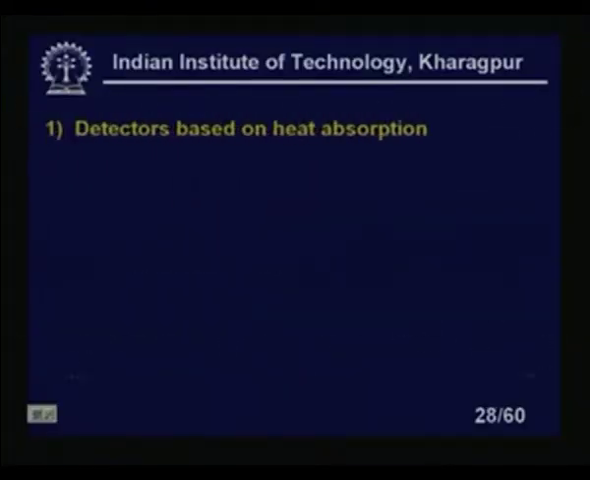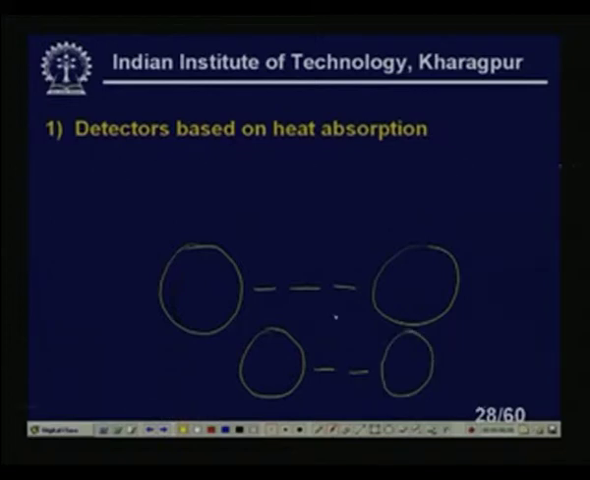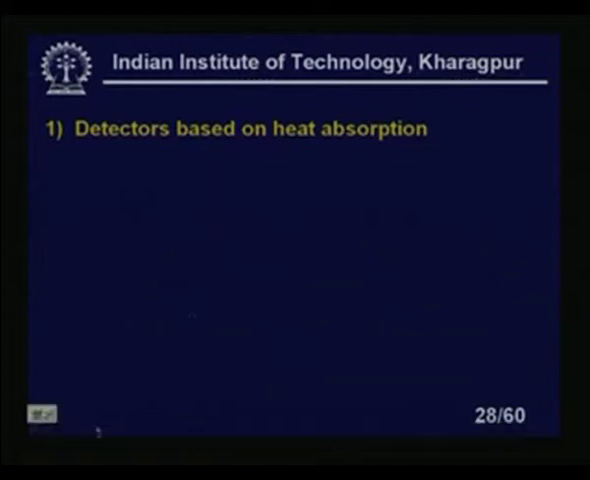Now, detectors based on heat absorption. You see what will happen: after absorbing light energy the bonds are excited like this when infrared is passed. Then it will liberate the light energy, and that will be detected, right. That is the basic principle.